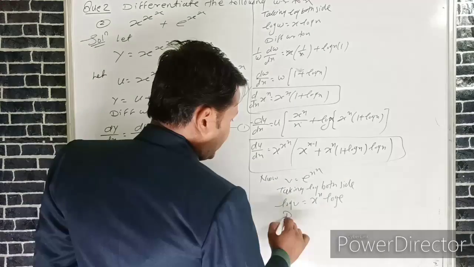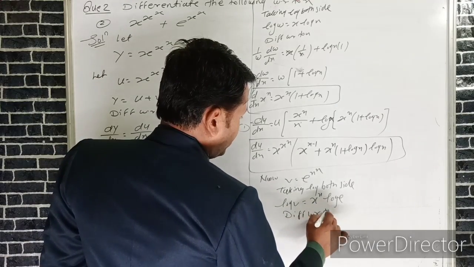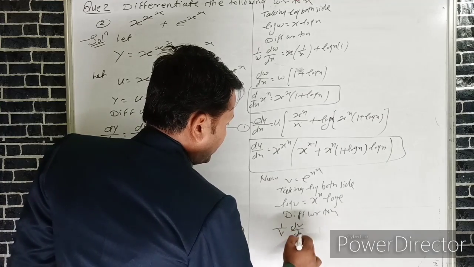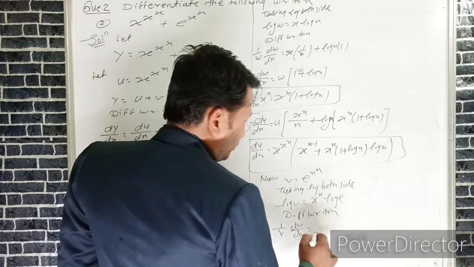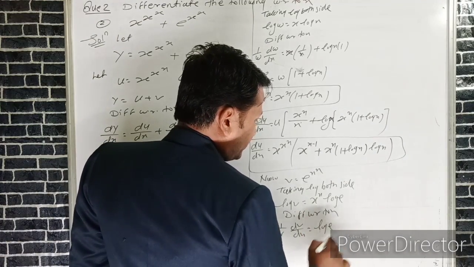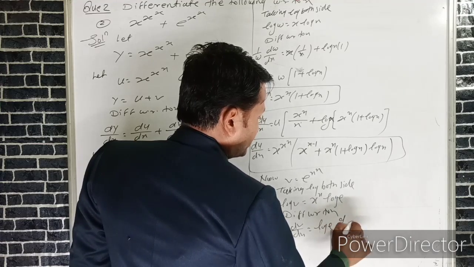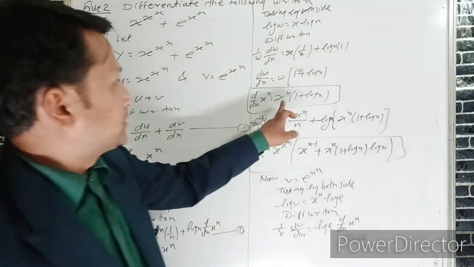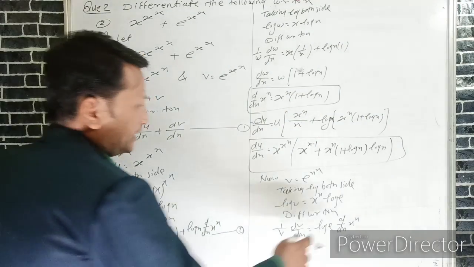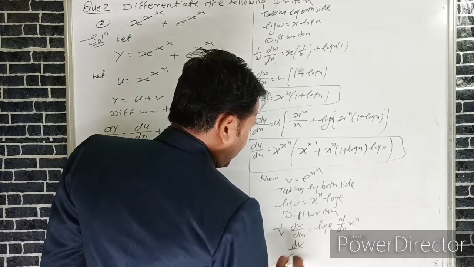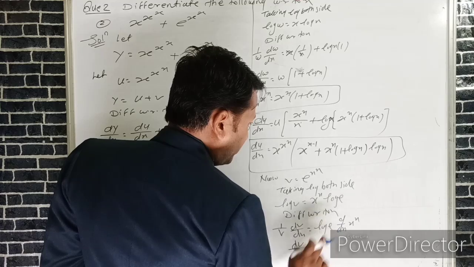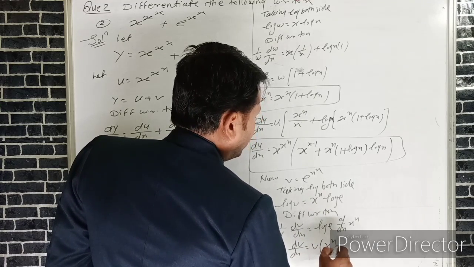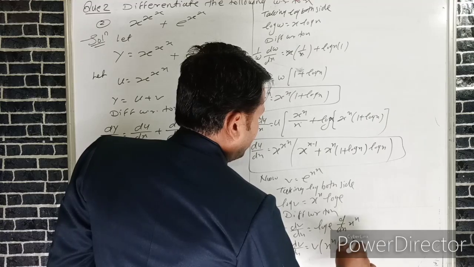If we differentiate the given function with respect to x, then we can write (1/v) dv/dx equals log e, which is a constant function. We can take the derivative of x raised to the power x. We know that the derivative of x^x is x^x into (1 + log x). Hence we can write directly dv/dx equals the value of log e is 1, v into x^x into (1 + log x).